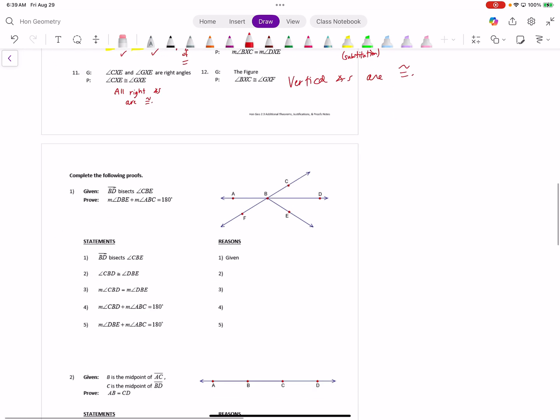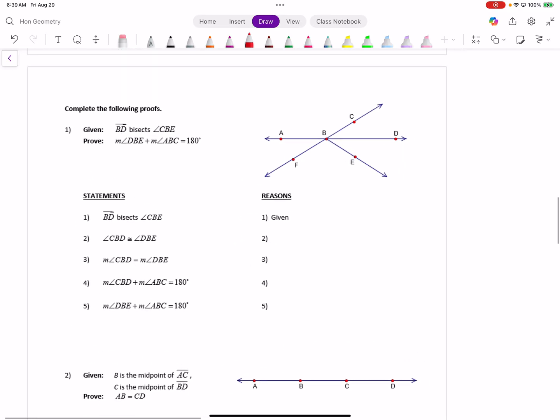All right, let's see, next task. Complete the following proofs. So we've got BD bisects angle CBE. So BD bisects angle CBE, which means those are congruent. Anytime they tell you something, mark the diagram up with what you know from that. So it's like, okay, I know this because it was given.